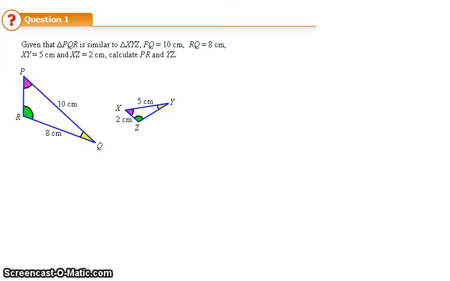Alright, back to this question. I believe this question is in your worksheet, but I think it's the last question if I'm not wrong. So the first thing to tackling this kind of question, we need to take note of the tips given. Triangle PQR is similar to XYZ. PQ is 10 cm, RQ is 8 cm, XY is 5 cm, and so on. We learned that to make things easier, we need to take note of the first, second, third.